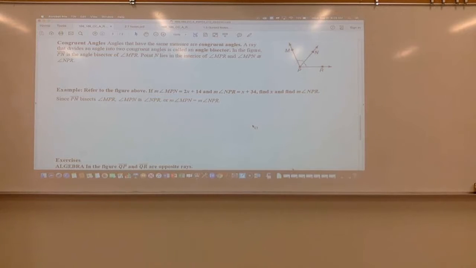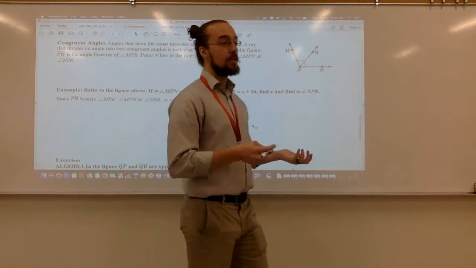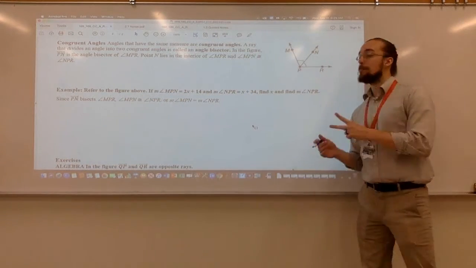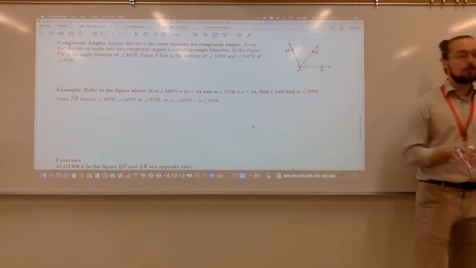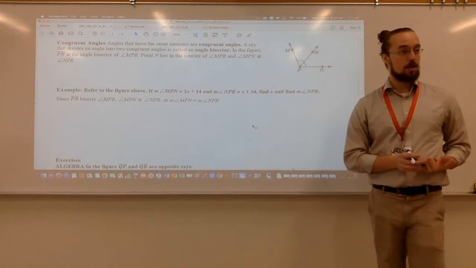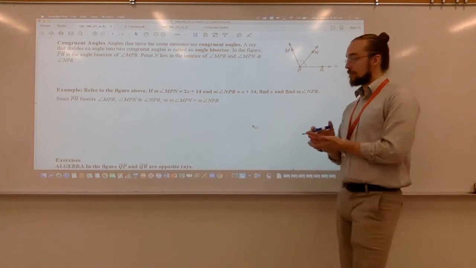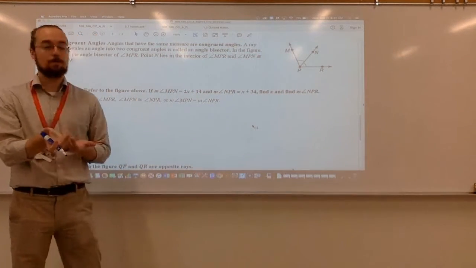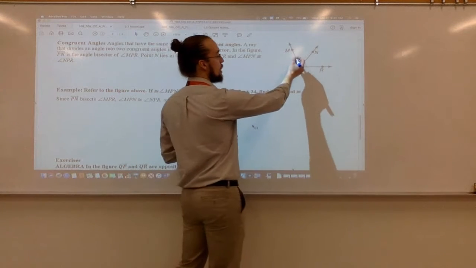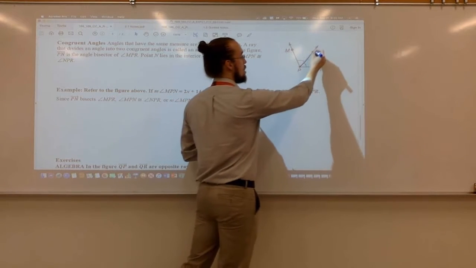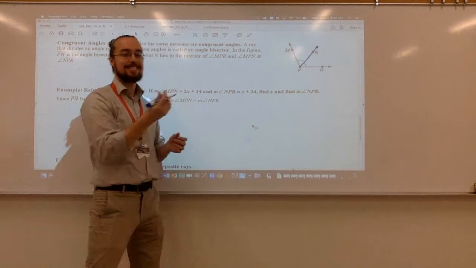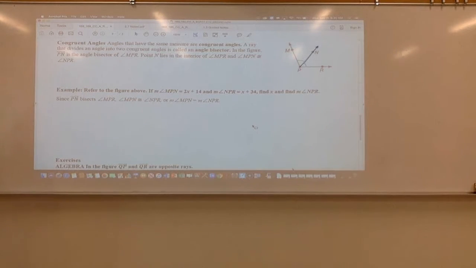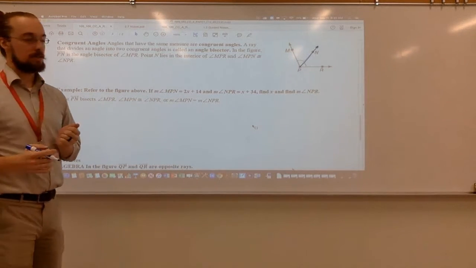So bi means two, right? So bisect means to cut into two pieces. But even more specifically, it means to cut into two equal pieces. A bisector is something that cuts exactly in half, to where each half is equal. So in this figure right here, ray PN is an angle bisector of angle MPR.